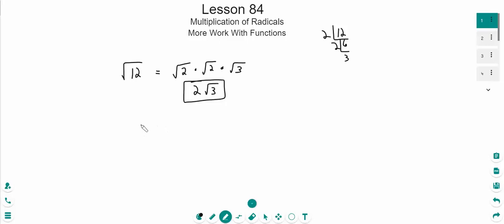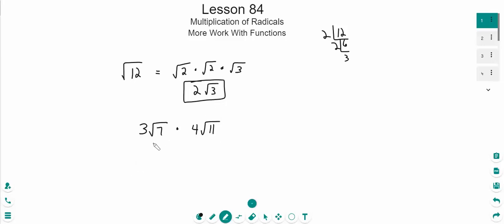So let's say I have 3 times the square root of 7, and I multiply that by 4 times the square root of 11. All right, can I do this? And if I can, how would I do it? So maybe just take your best shot. How could you multiply this out?